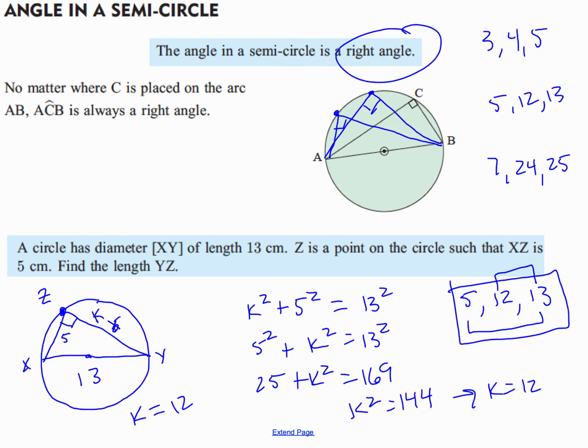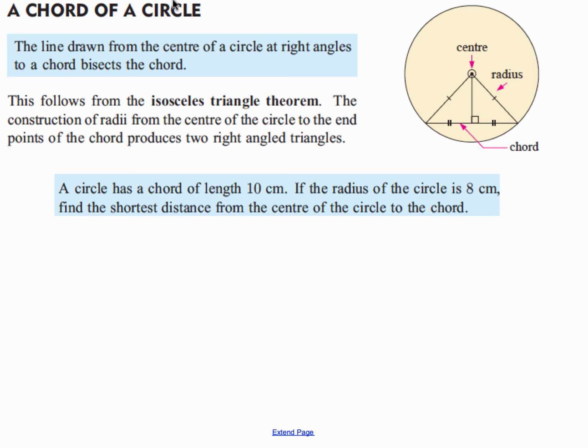All right, next thing, a chord of a circle. The line drawn from the center of a circle at right angles to a chord bisects the chord. First of all, a chord is any line segment that has its endpoints on the circle. So actually, a diameter is a chord. It's just a special chord because it's the diameter. So this is a chord, this is a chord, this is a chord.